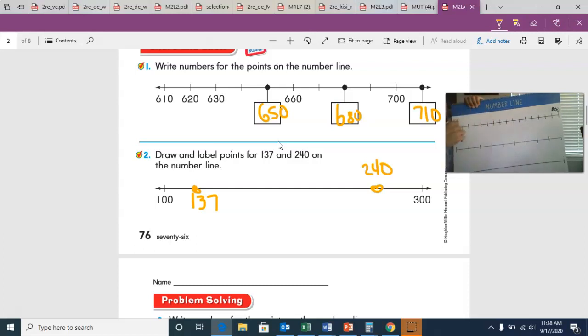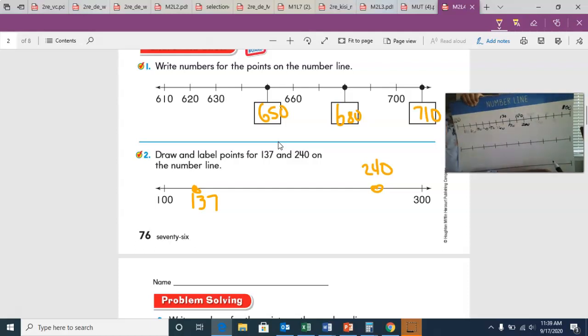So if this is 100, this is 110, 120, 130, 140, 150, 160, 170, 180, 190, 200, 210, 220, 230, 240, 250, 260, and then so on and so forth.